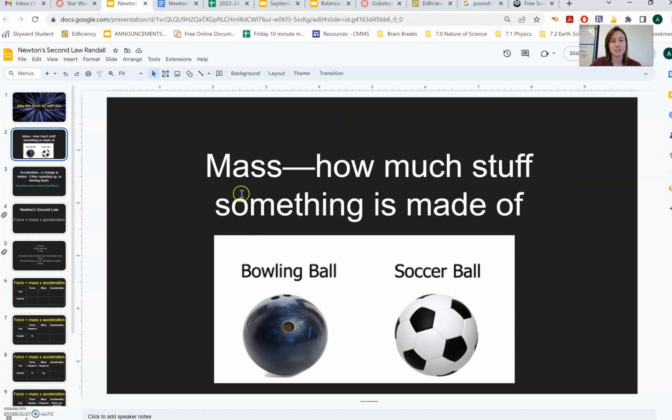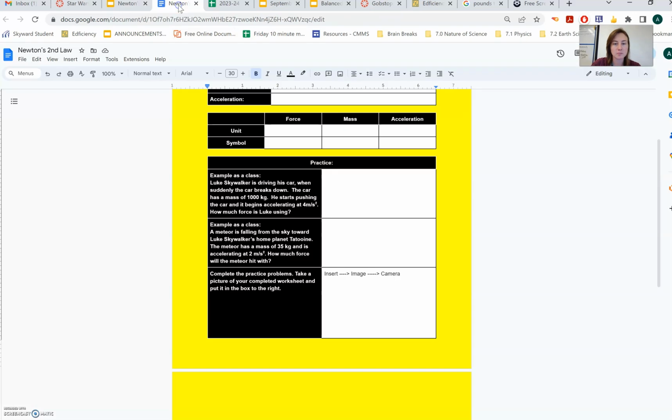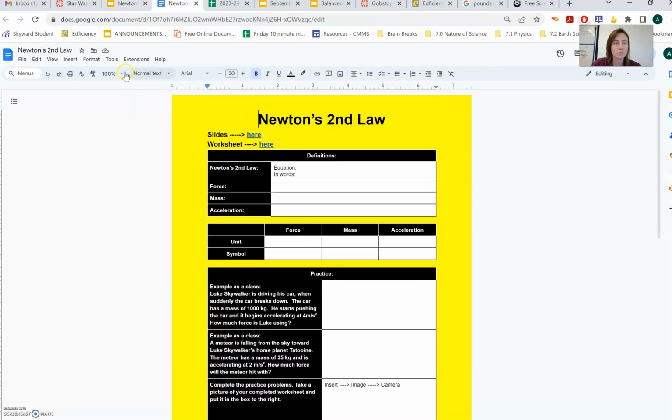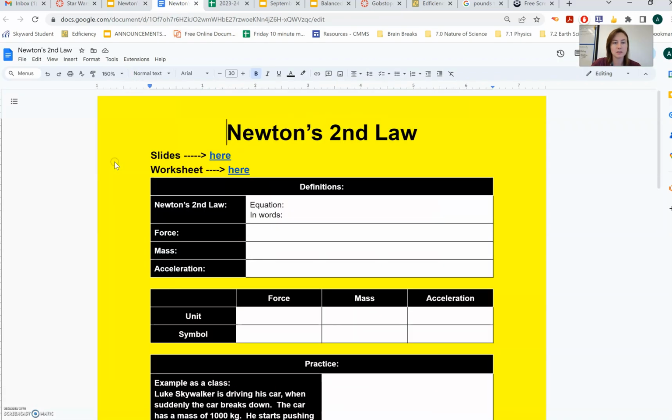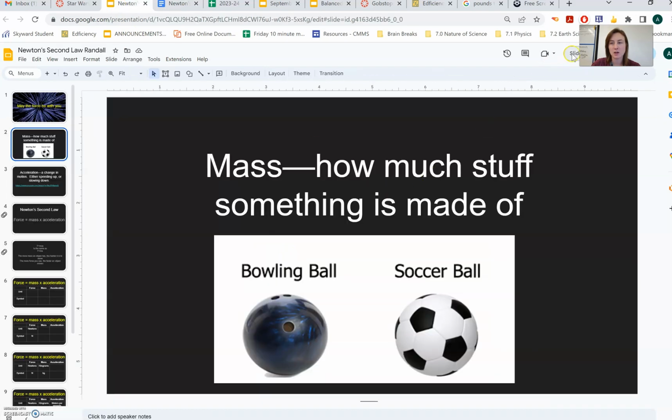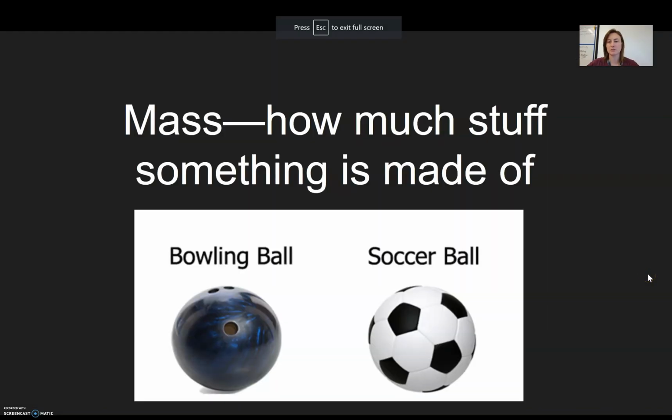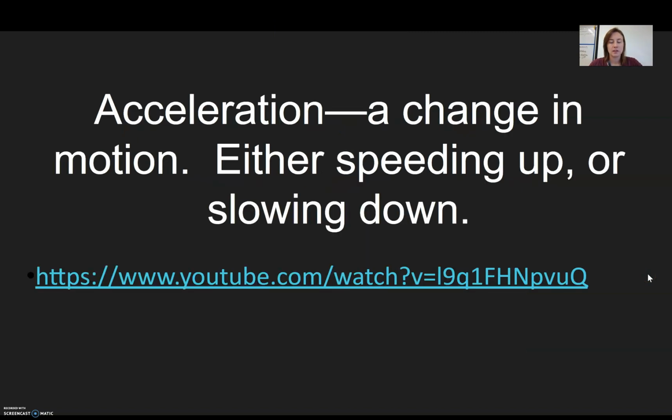So if you haven't yet, on your assignment, let me zoom in a little bit. That was this third question down where it says mass, you need to type what mass is. Let me show you. Mass is how much stuff something is made of. And you can pause the video if you need to.